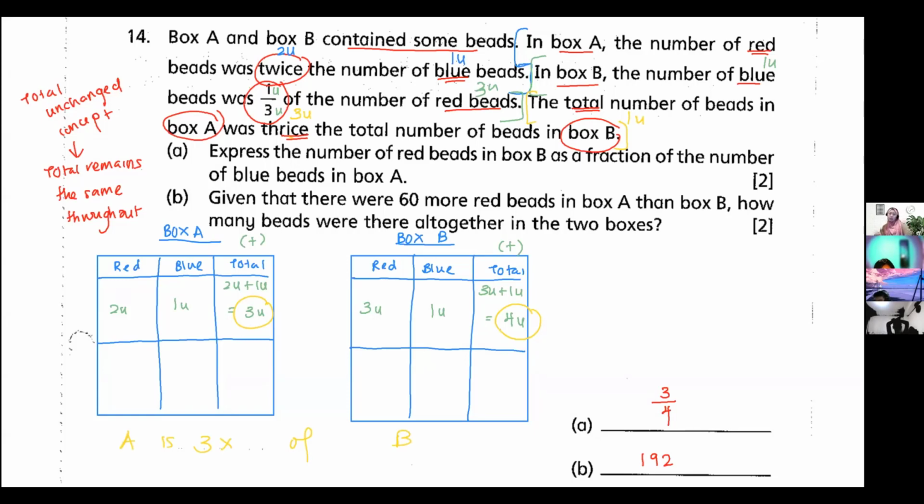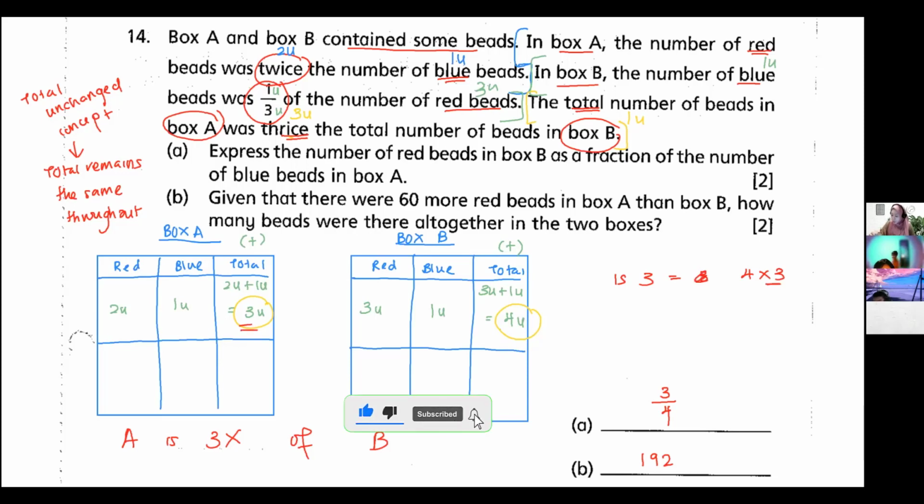A is, can you see the one in yellow? I rewrite. A is 3 times of B. That is what they want from that last sentence. So if you look at the total of A is 3 units and B is 4 units, right? So you'll be asking yourself, is 3 units actually 3 times of 4? Is 3 equals to 3 times of 4? That's what they're asking.